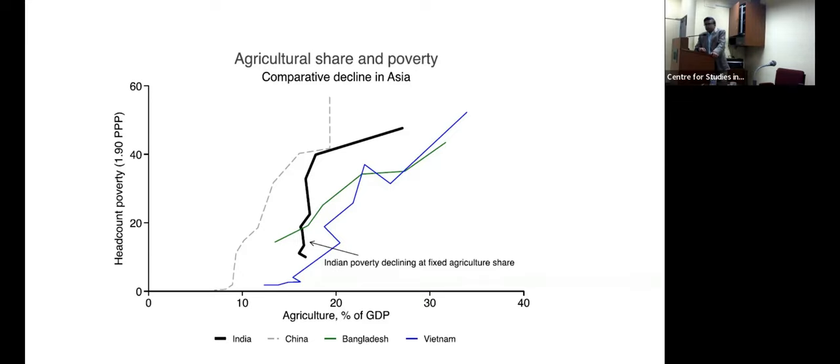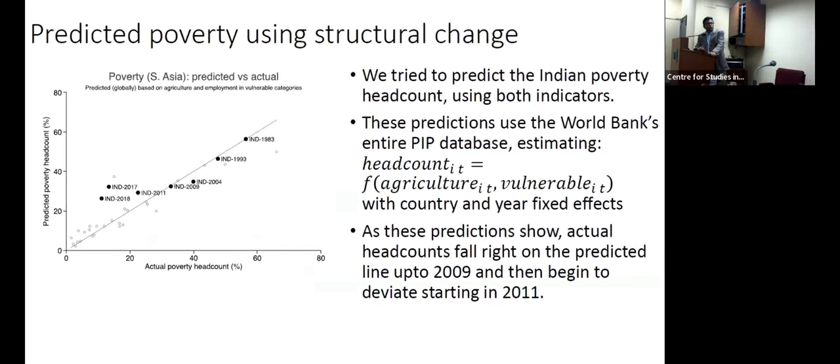So poverty, if you take the World Bank estimates, has gone down to as low as 10%, but without a concomitant change in the share of agriculture. This is again something that should make us a little bit doubtful. This is a related but more rigorous test.